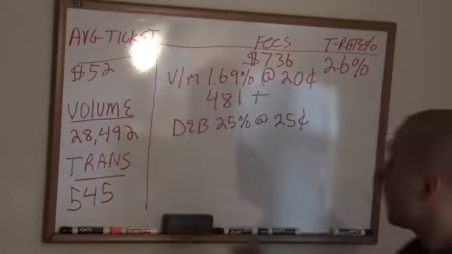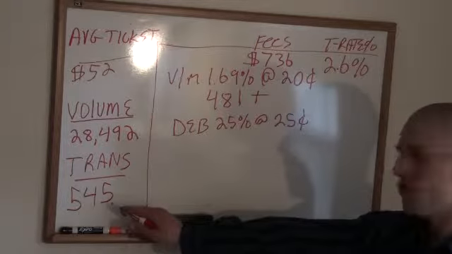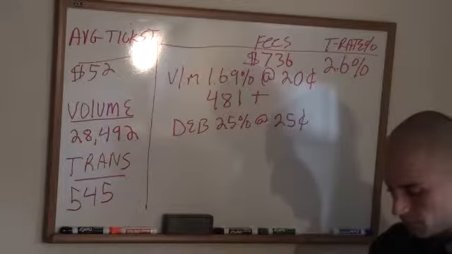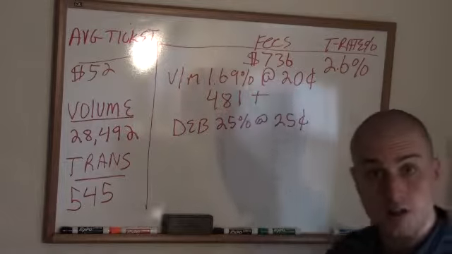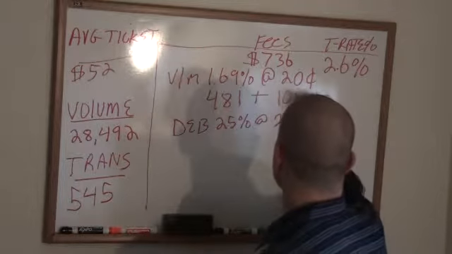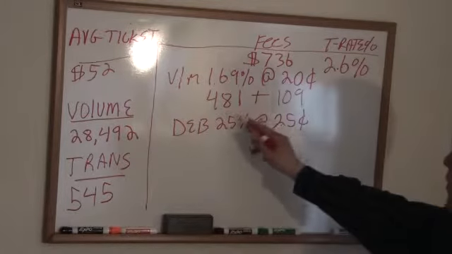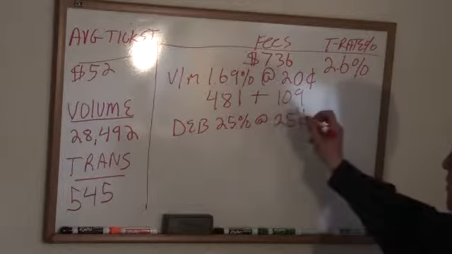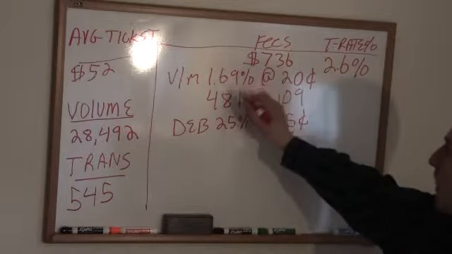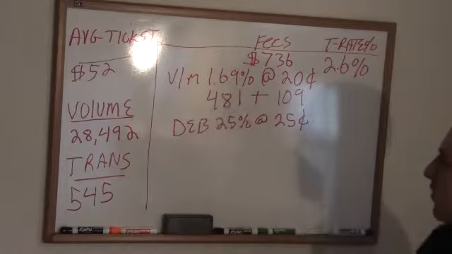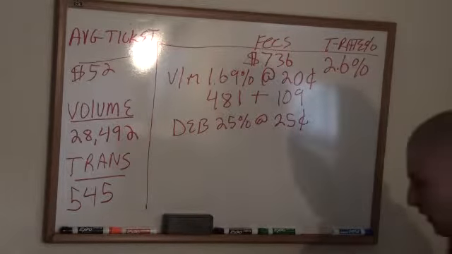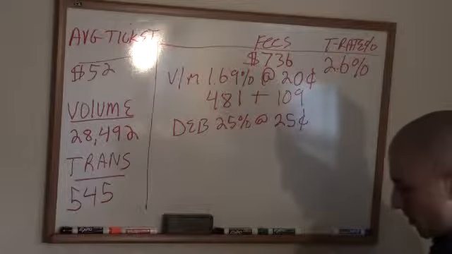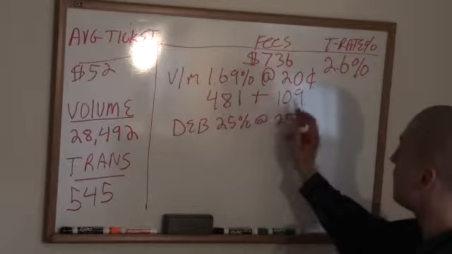Plus, he does 20 cents a transaction, right? He did 545 transactions, correct? So, 20 cents times 545 is what? $109, correct? We got this because 1.69% times the volume is $481, and 20 cents times 545 transactions is $109. Okay, just remember this. It takes a little time, it's okay. Now we're going to add these both. $481 plus $109 is $590.